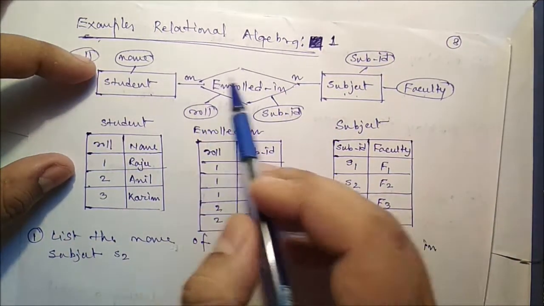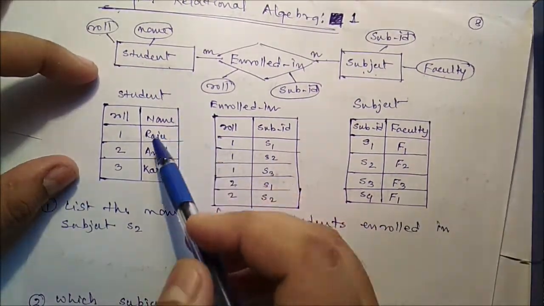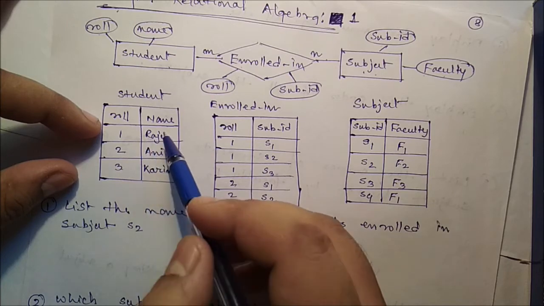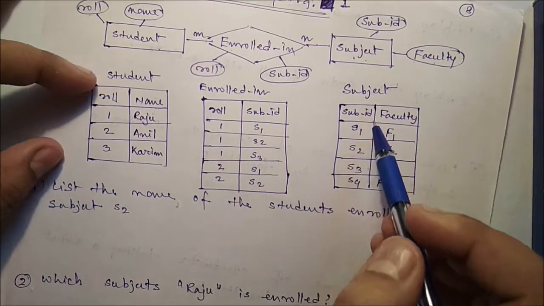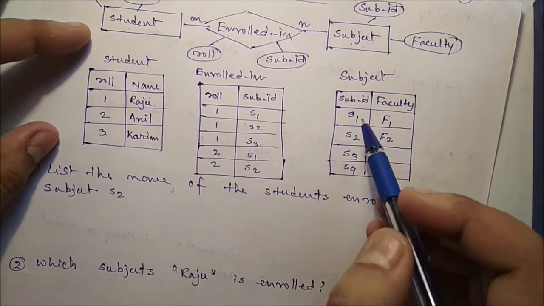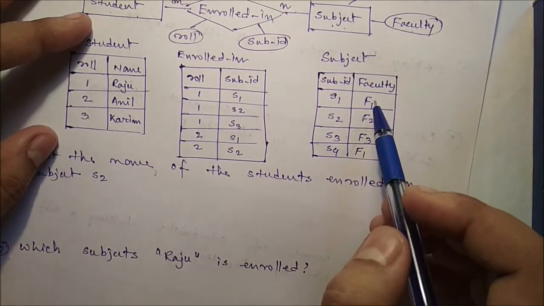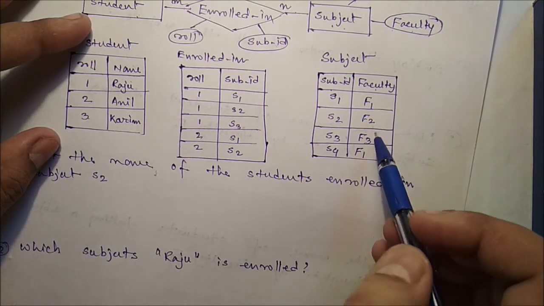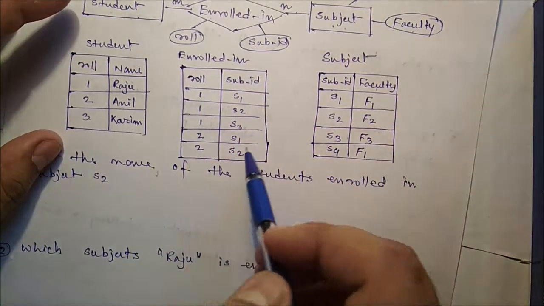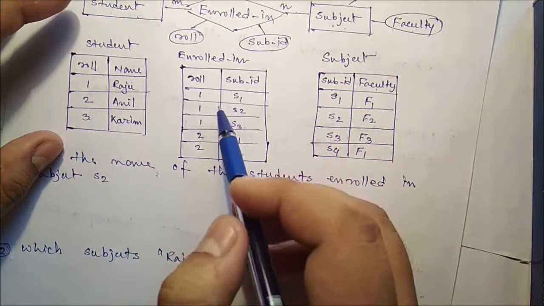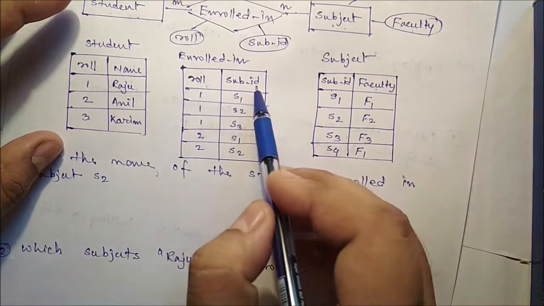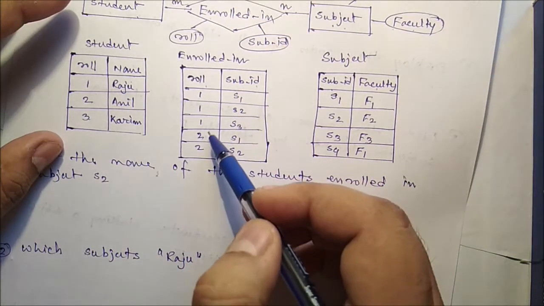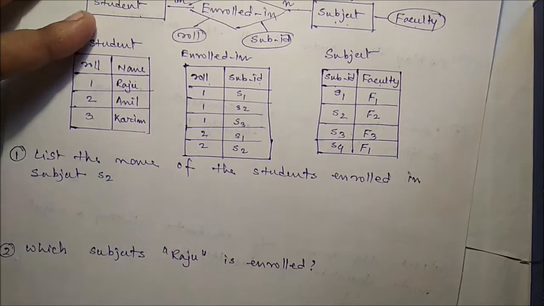The cardinality is M to N. In student, two attributes are there: roll number and name. Say three students are there: 1, 2, 3, Raju, Anil, and Kareem. Subject has four subjects, S1, S2, S3, S4, with subject ID and faculty F1, F2, F3, and F1. Enrolled in is a relationship table with two attributes, roll number and subject ID: roll number 1, subject ID S1, S2, S3. So this is our table.